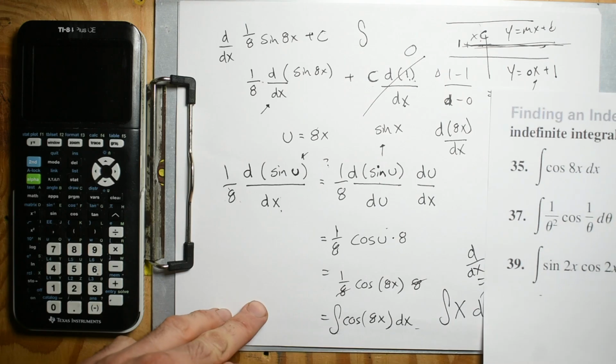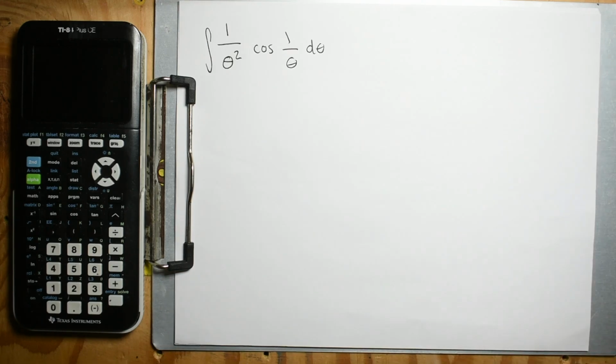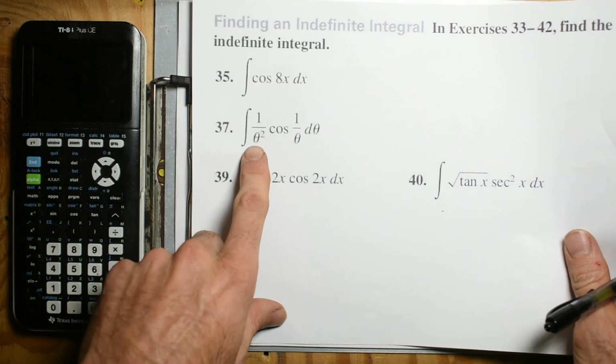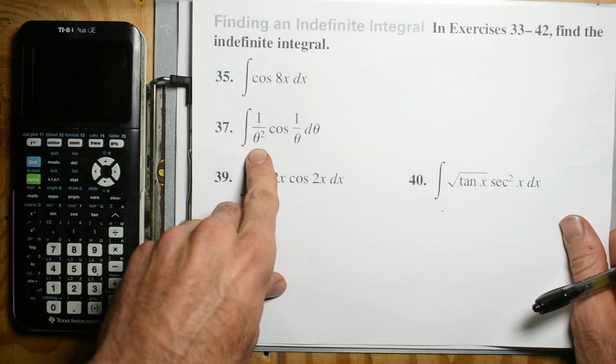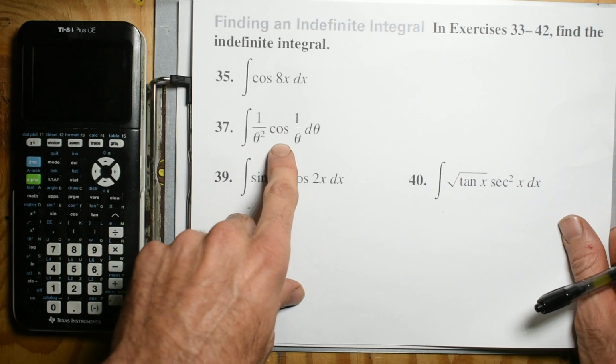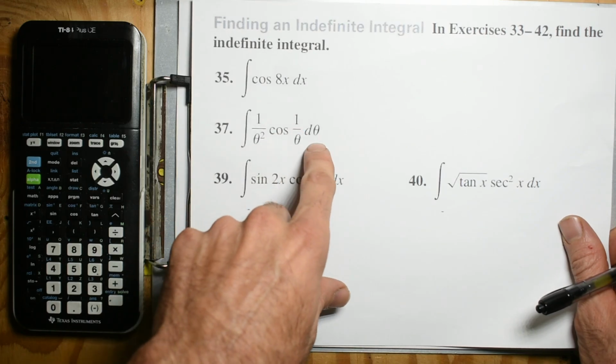Alright, so the next one up is going to be this one. Problem 37: the integral of 1 divided by theta squared, cosine of 1 divided by theta, d theta.